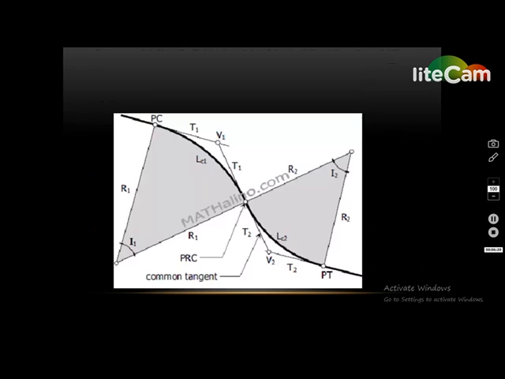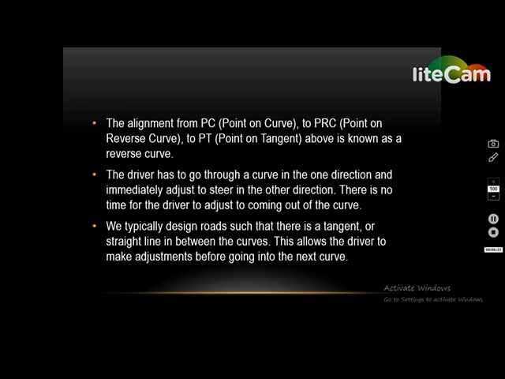As you can see in this figure, the driver comes in straight from the PC, passes through LC1 and T1, and reaches PRC, and then immediately turns in the completely opposite direction as he travels the common tangent LC2 and finally reaches PT, the point of tangency.